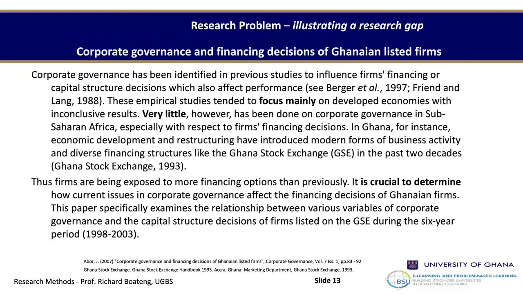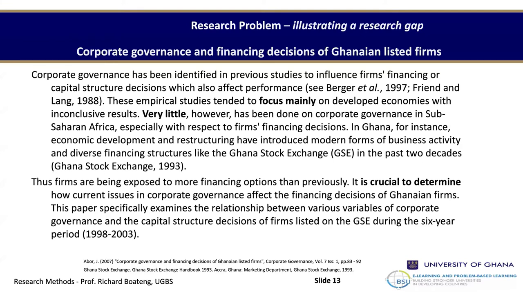In Ghana, for instance, economic development and restructuring have introduced modern forms of business activity and diverse financing structures like the Ghana Stock Exchange in the past 2 decades. Now, everybody here knows that when you introduce the Ghana Stock Exchange, you are increasing the financing options for firms. So when you increase the financing options for firms, looking at the corruption that has been taking place in Ghana, you know that issues of corporate governance become very prominent. It is crucial to determine how current issues in corporate governance affect financing decisions of Ghanaian firms.